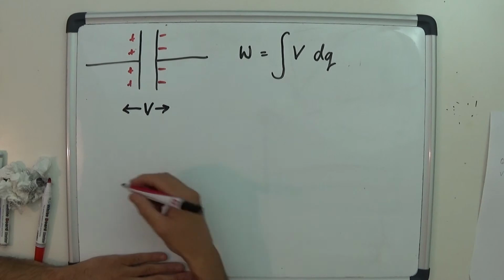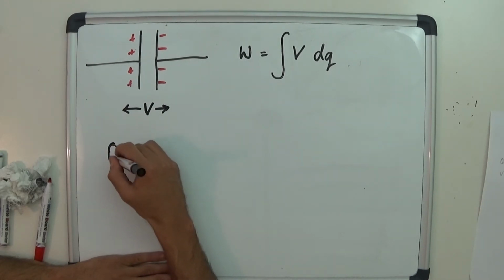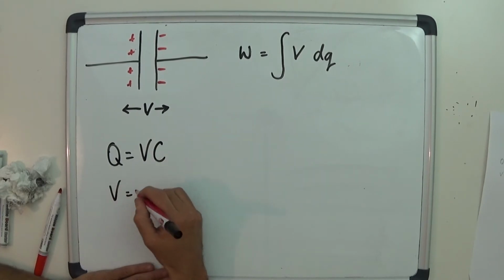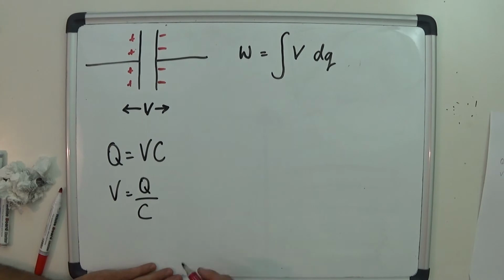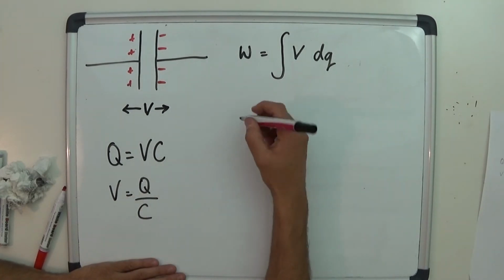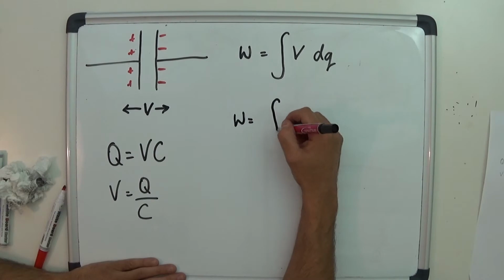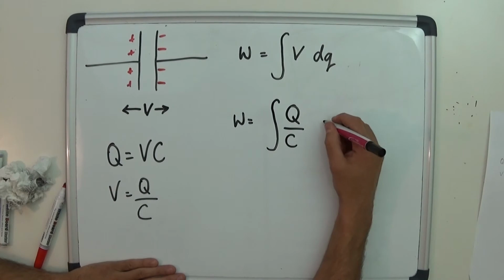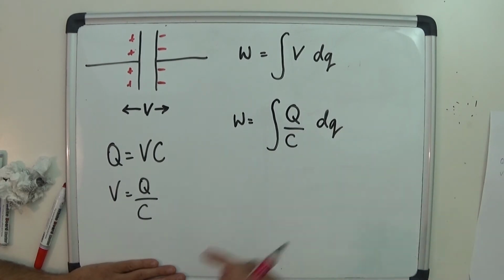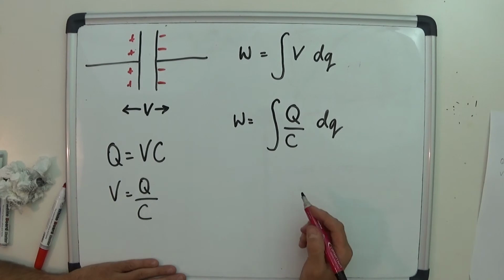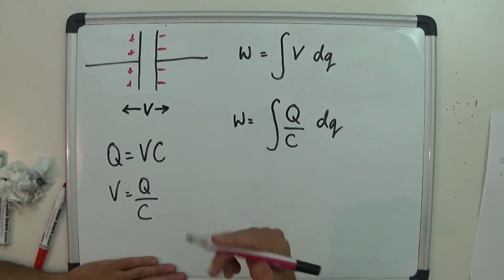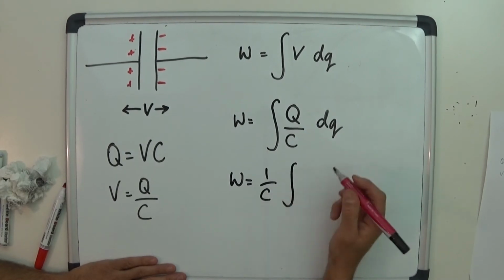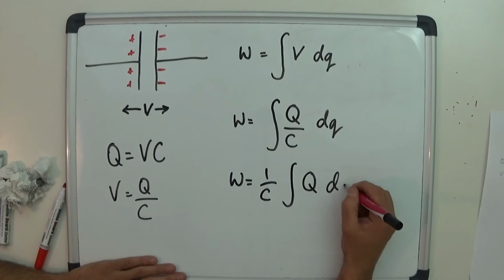Alright, so we already know that Q equals VC, and V equals Q over C. So if we substitute this in for that, we can say the work done, the total energy charging up this capacitor, is going to be Q over C times dQ. Alright, now of course this is easy. Q times dQ is a simple thing to integrate, and the C is a constant, so we'll take that outside. The work done is 1 over C times the integral of Q dQ.